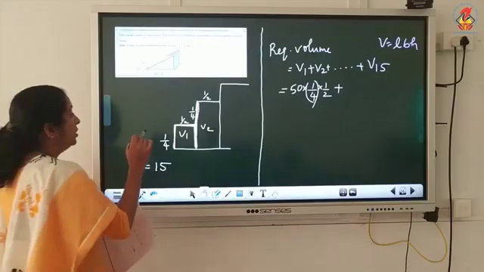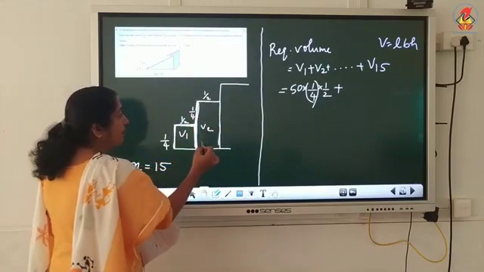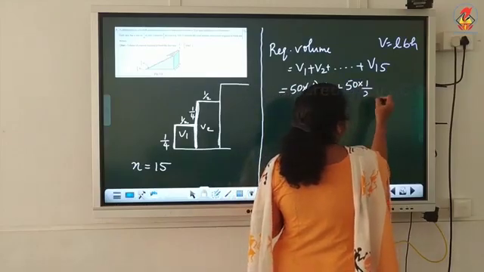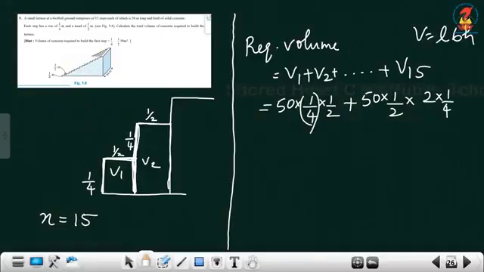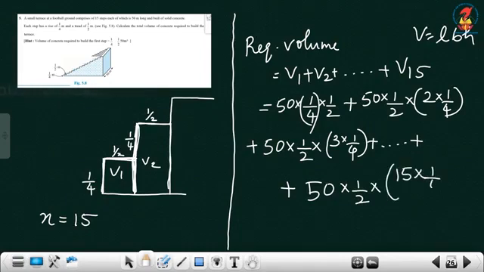Second case, the height is 1/4 plus 1/4. All other values are the same. So 50 into 1/2 into 2 times 1/4. And third case, 50 into 1/2 into 3 times 1/4, plus etc. plus the last term is 50 into 1/2 into 15 into 1/4.